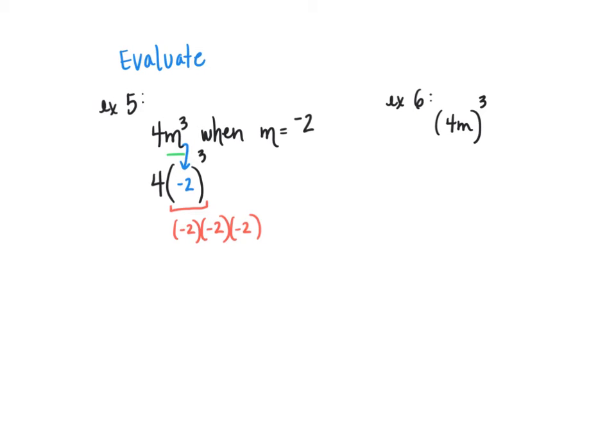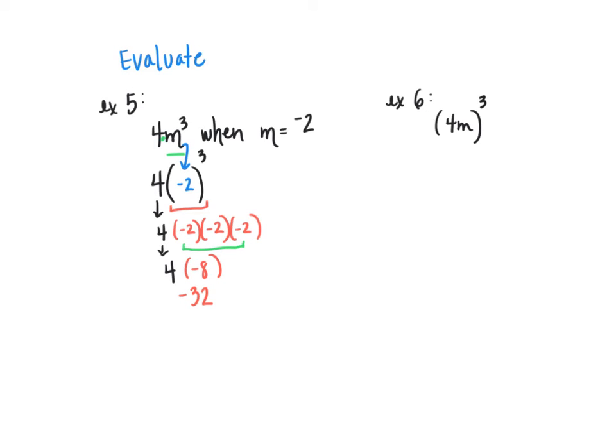You won't necessarily have to write everything out, but in the beginning, it's good to just remind yourself, what does -2 times -2 times -2 mean? And that's going to give you a -8. Now, I can't forget about the 4 that was in front, right? It was 4m to the third, or think of it as 4 times m to the third. So now that I've dealt with my exponent, now I can go to just normal multiplication. 4 times a -8, which is going to give you a -32.